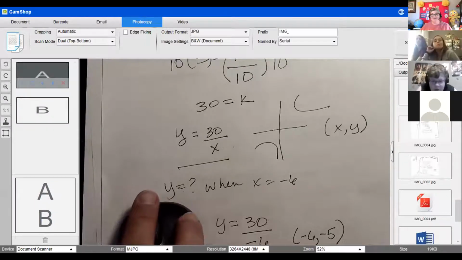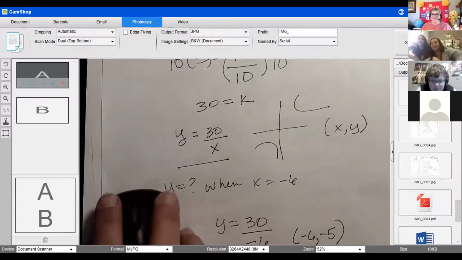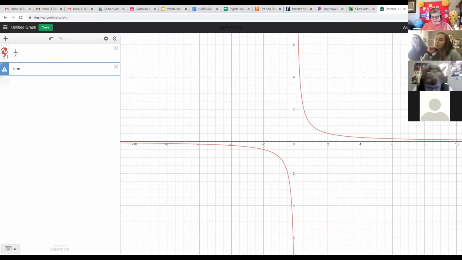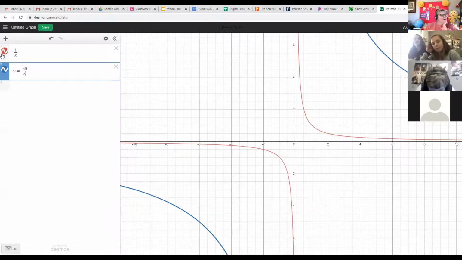What was our constant? Show me again, Brooke. I was looking at, yeah, 30. Okay, so we've got y equals 30 divided by x. And look at how our graph changed. Do you see it?